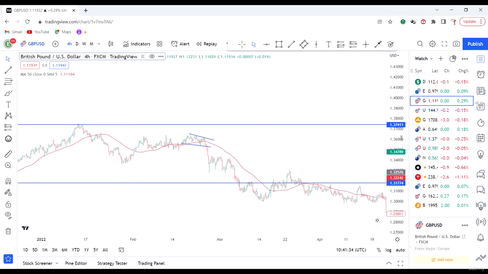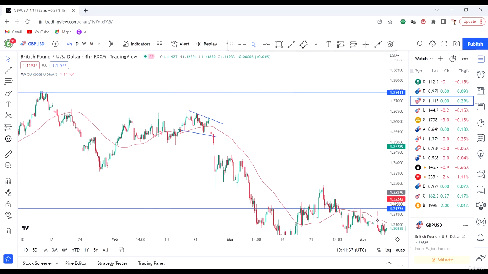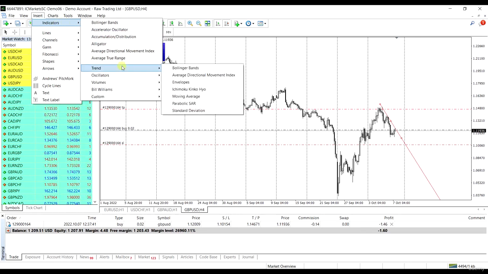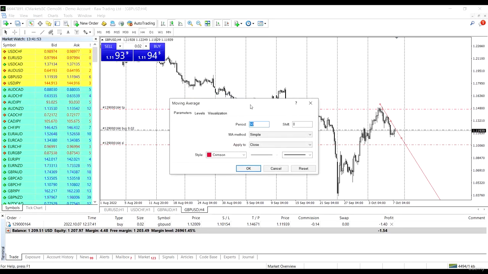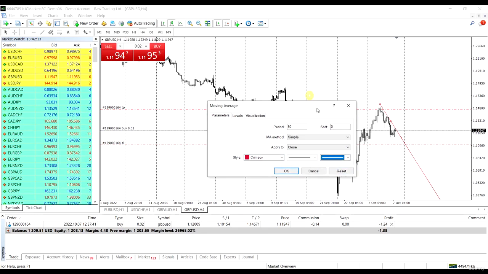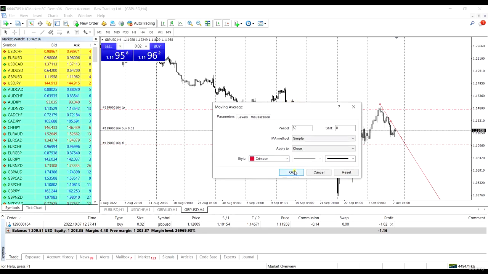So guys, that's it for this lecture on the moving average. We could also load the moving average on our MT4 platform. For example, when we come on MT4, just come here, indicators, and then trend indicators, just moving average. You can see it has period, and you could maybe leave it at 50, and then method, simple, and apply it to close. So this is the color, and we can make it this thick, and just okay.